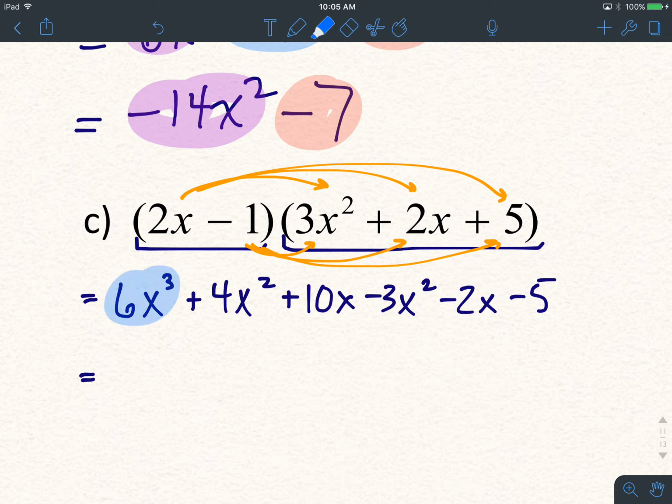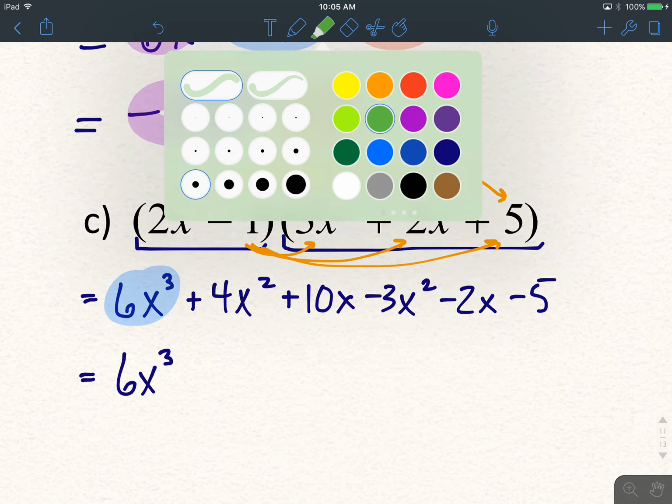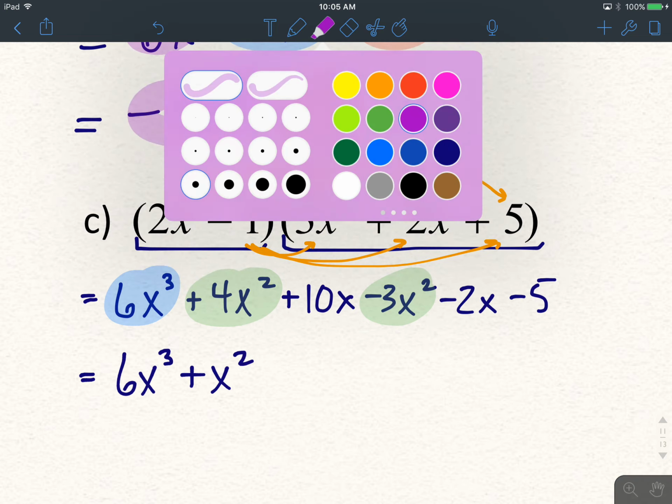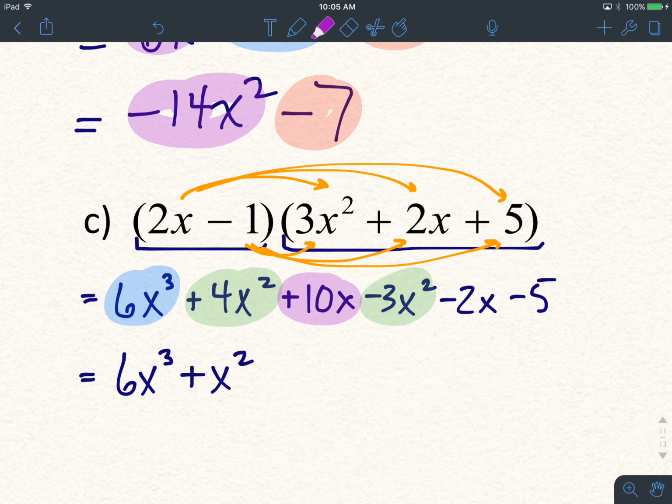So we have 6x cubed. It's the only one that's like that, so let's pop that in. Next, looking down the line, we have plus 4x squared, and there's another x squared term, minus 3x squared. Plus 4 minus 3 gives us plus 1, or just plus x squared. Moving down the line, we have plus 10x minus 2x. That's going to give us plus 8x. And last but not least, there's that minus 5 all by itself.